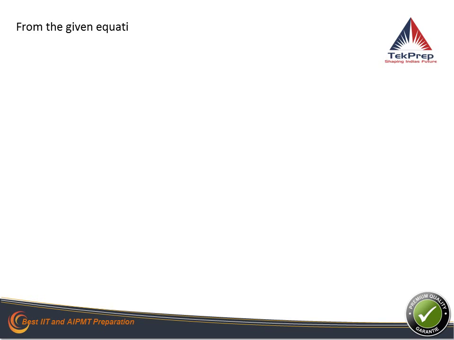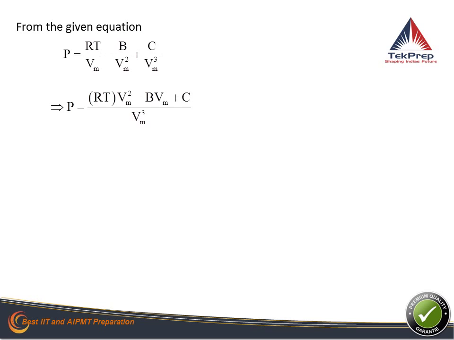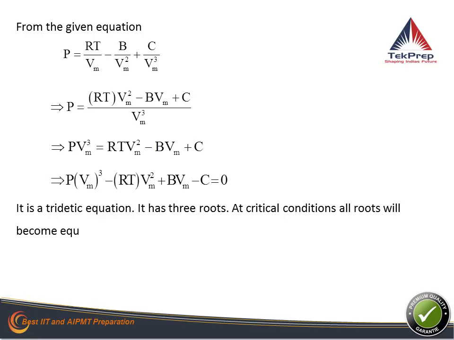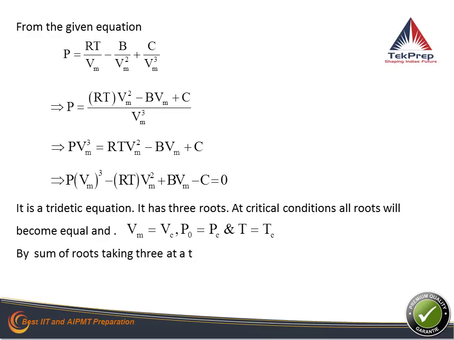Let's start off from the given equation, and when we start simplifying it, we arrive at an equation that looks like a cubic equation which has 3 roots, and at critical condition all the roots become equal to the critical values, I mean in terms of the volume, pressure and the temperature. So by taking the sum of the roots, 3 roots at a time, we arrive at one value where Vc is represented, where critical volume cubed equals C by pressure at critical.